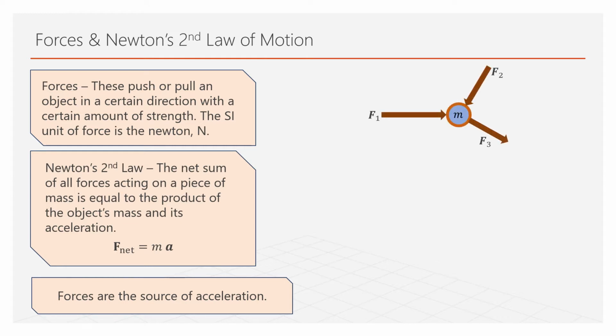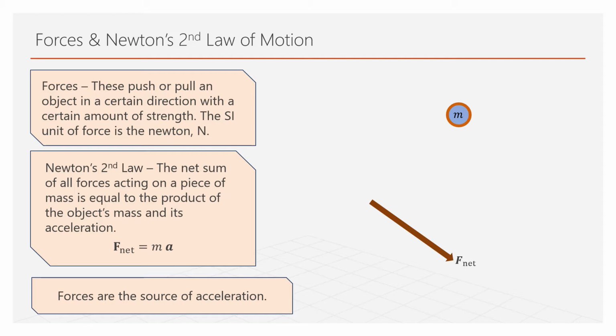Here is an object of mass m, and three forces are acting on it. You can see from the arrows in which direction the force is pushing or pulling it. We need to find the net force, and this is found by taking the vector sum of those three forces, and this is what that looks like. We have found the net force by adding the three force vectors, and we got this vector.